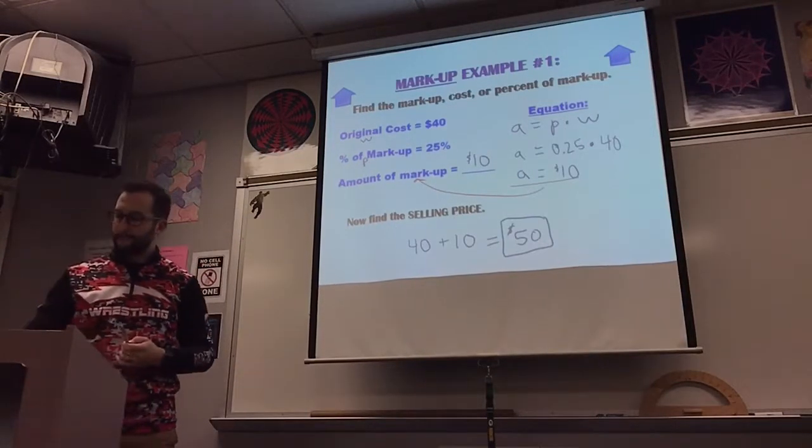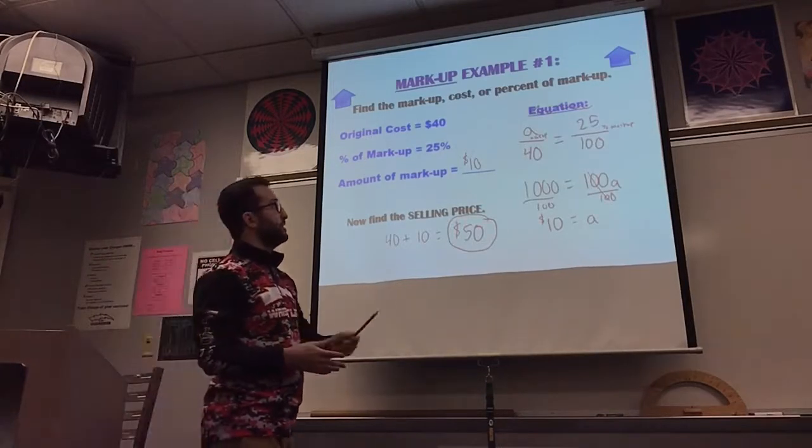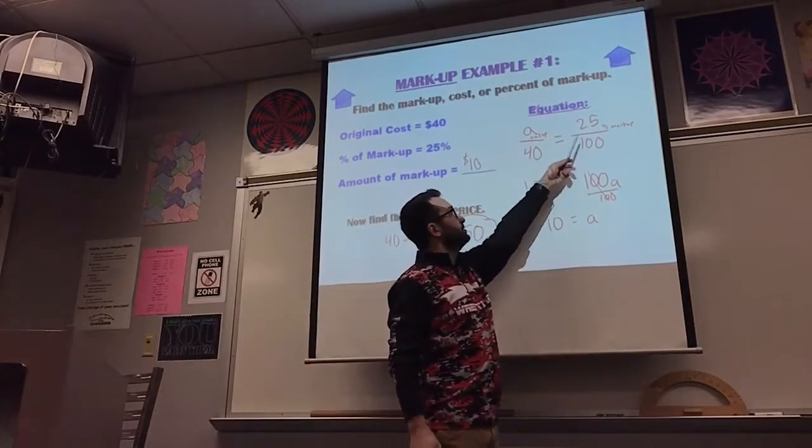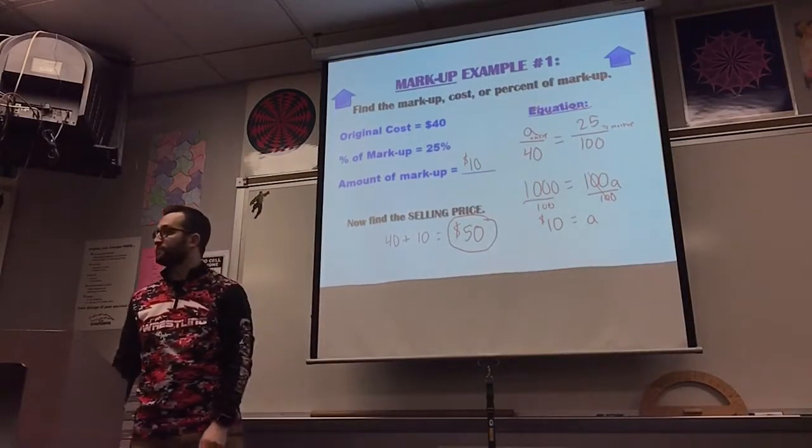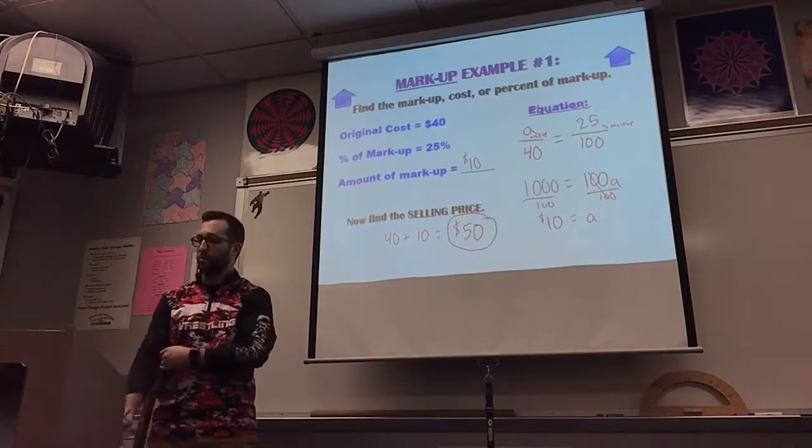All right. If you're a proportion person, this is what it would look like. A is the amount of markup, W, percent markup. If you're a proportion person, that's what you would do. Okay. So you're just checking your proportion work.